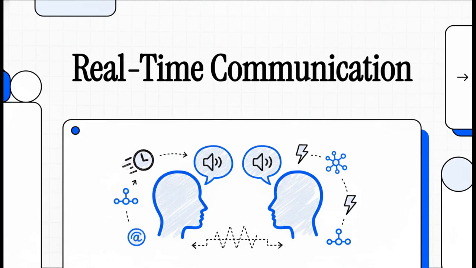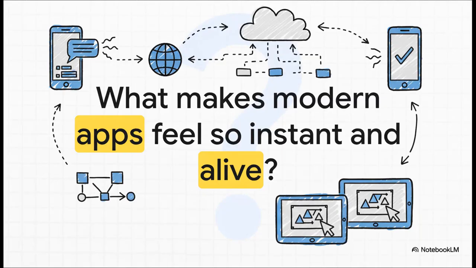All right, let's pull back the curtain on the magic that makes our digital world feel so, well, alive. We're diving deep into real-time communication. I mean, really, have you ever stopped to think about it? You type a message, and poof, it's on your friend's screen halfway across the world. You drag something in a design file, and your whole team sees it move in perfect sync. How in the world does that actually happen?